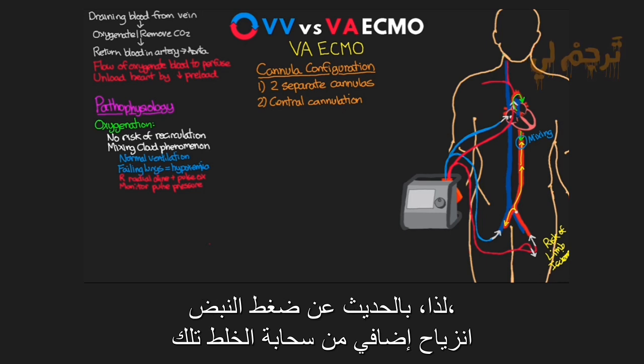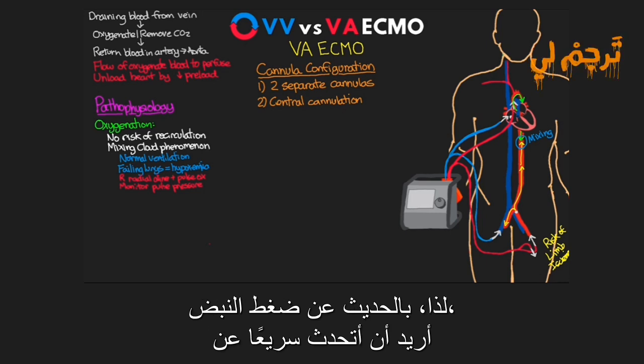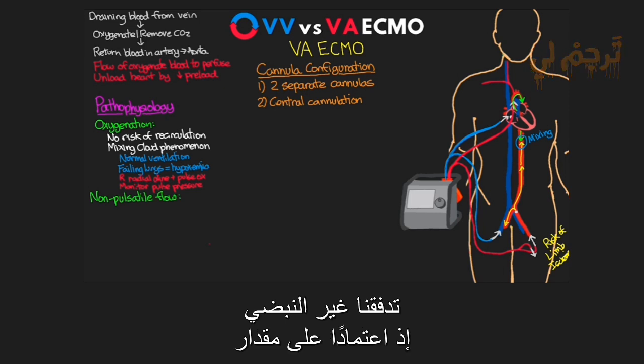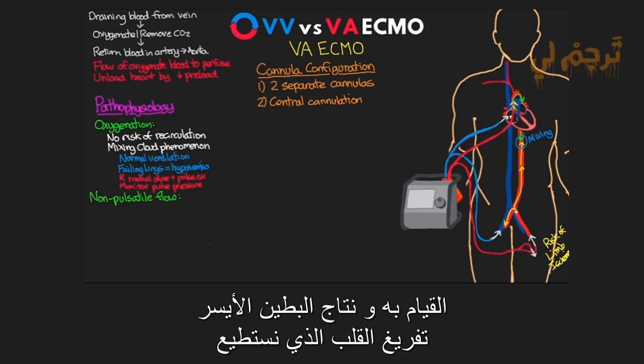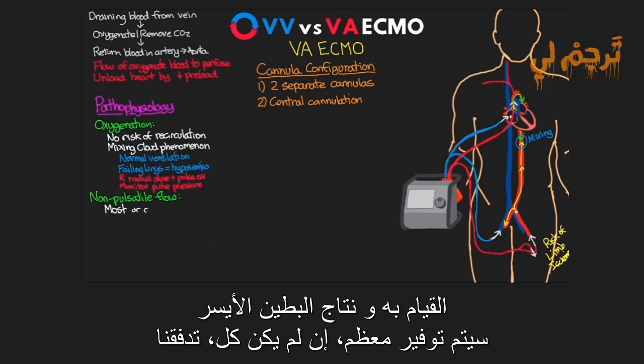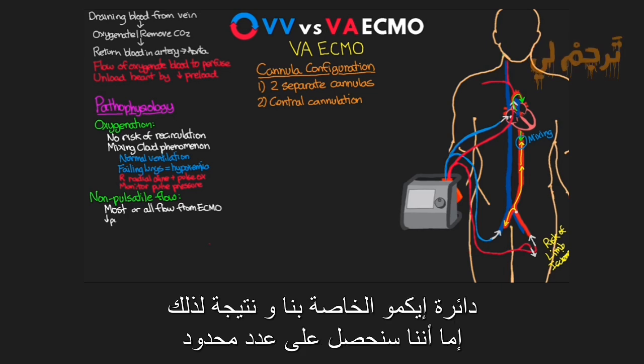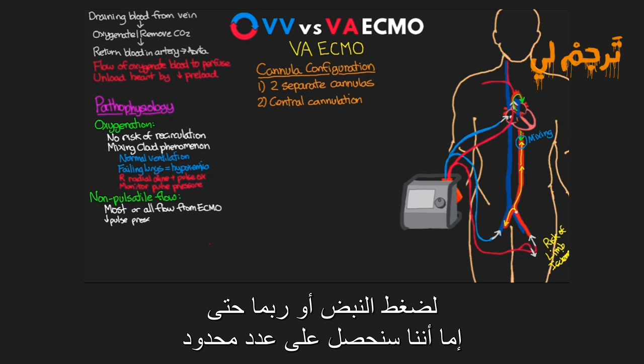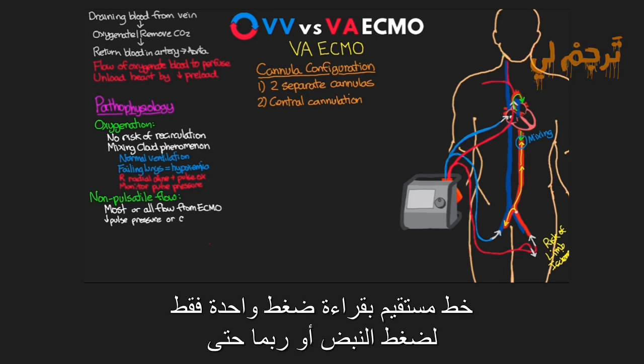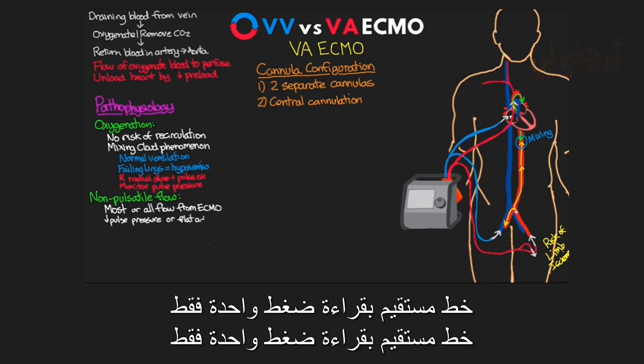So now, speaking of that pulse pressure, I do want to talk real quickly about our non-pulsatile flow. Depending on the amount of unloading of the heart that we're able to do and the left ventricular output, most if not all of our flow is going to be supplied by our ECMO circuit. And so as a result, we're either going to have a limited pulse pressure or potentially even a flat A-line, which is just a single pressure reading, which is going to be our MAP.